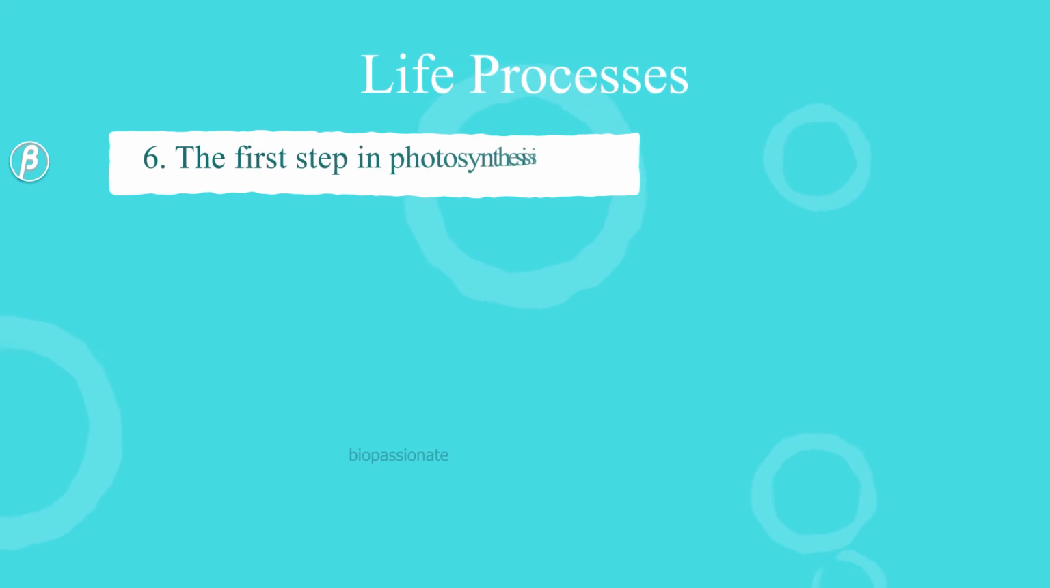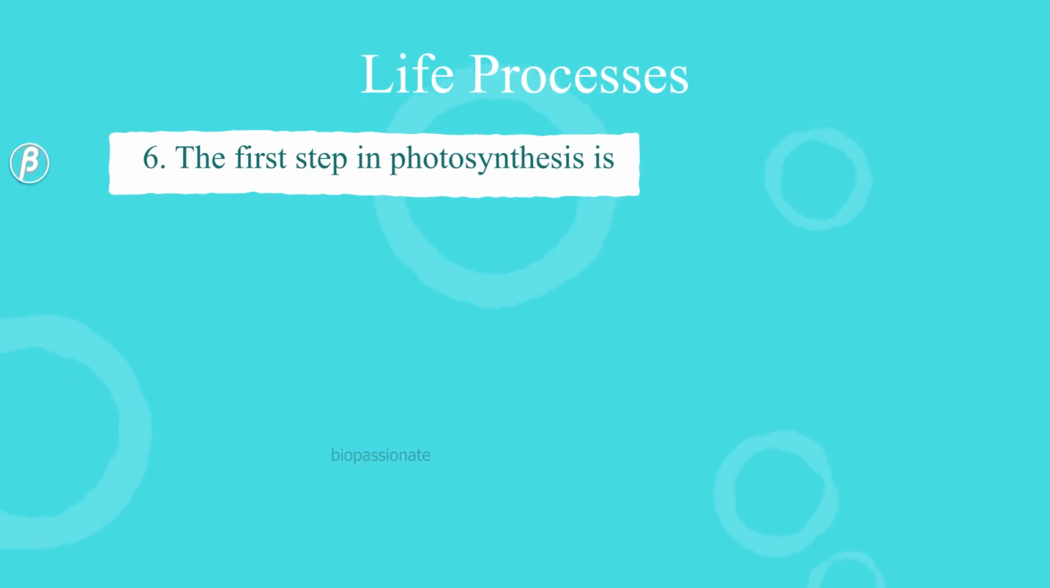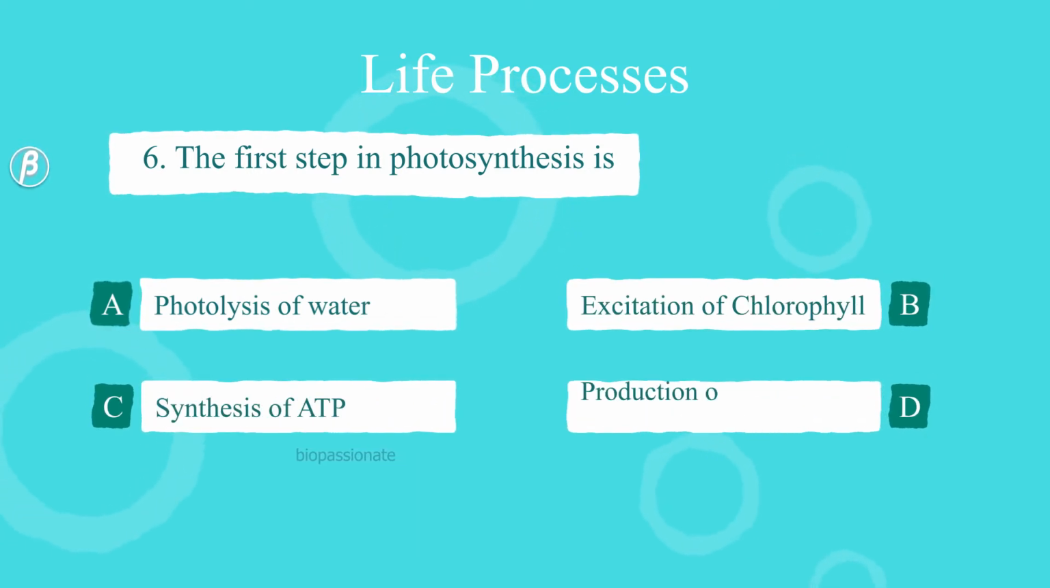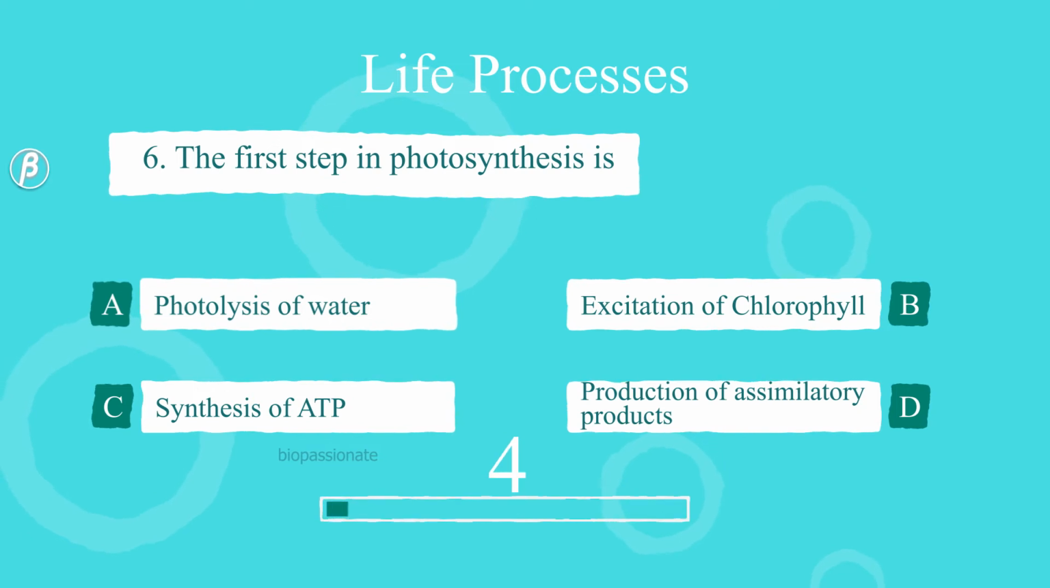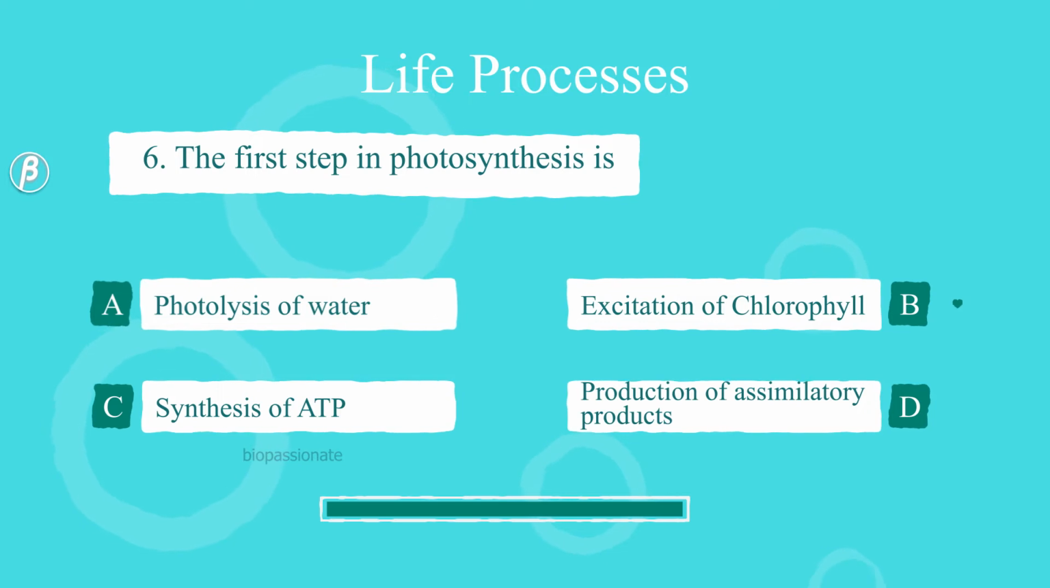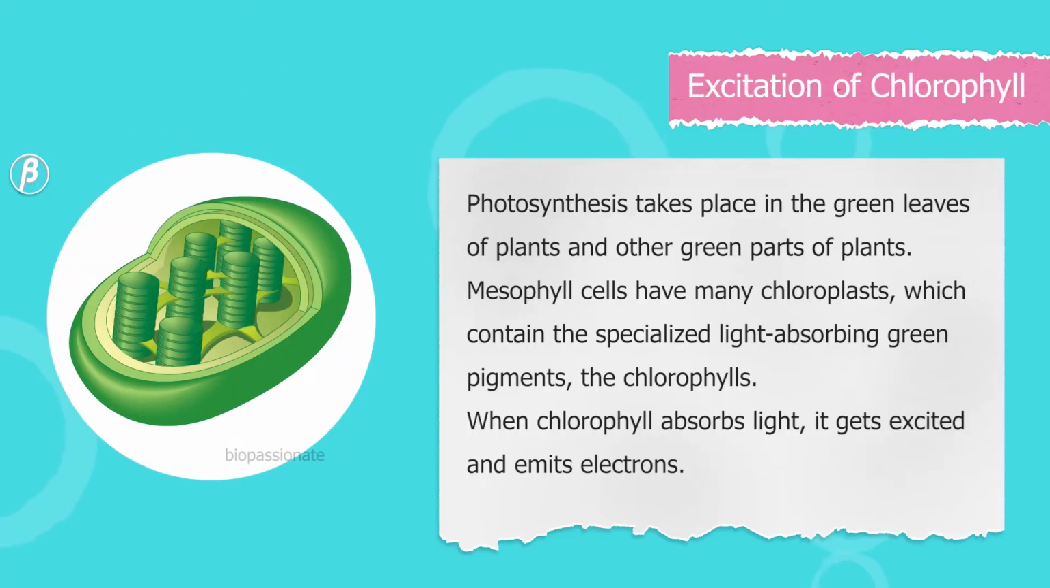The first step in photosynthesis is photolysis of water, excitation of chlorophyll, synthesis of ATP, production of assimilatory products. Excitation of chlorophyll. Photosynthesis takes place in the green parts of the plant body, like leaves and green stem. Mesophyll cells have many chloroplasts, which contain the specialized light-absorbing green pigments called chlorophylls. When chlorophyll absorbs light, it gets excited and emits electrons.